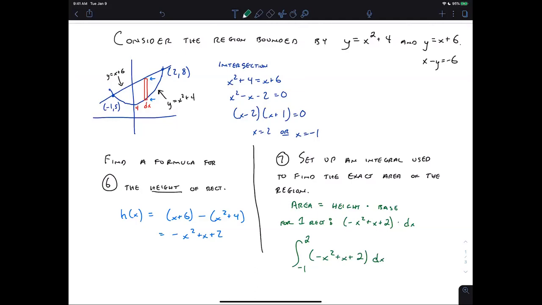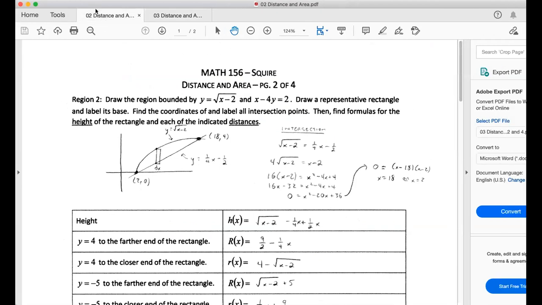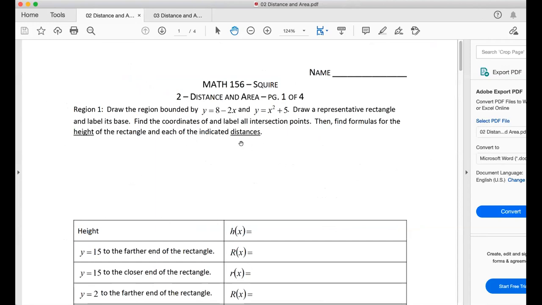All right. Okay. Are you guys now seeing this worksheet? Distance scenario? Okay, cool.